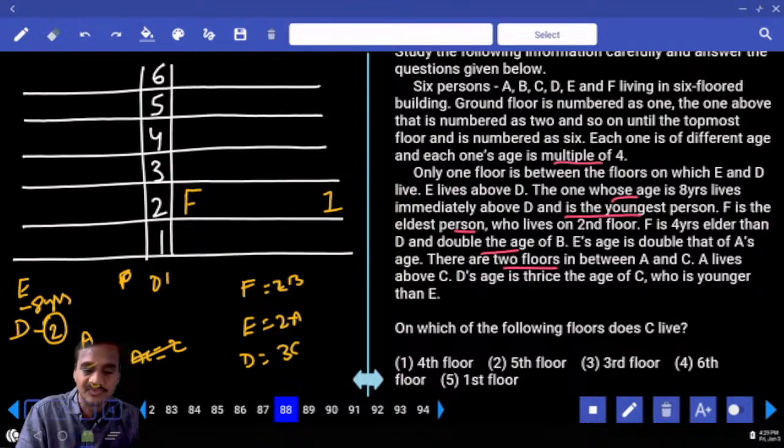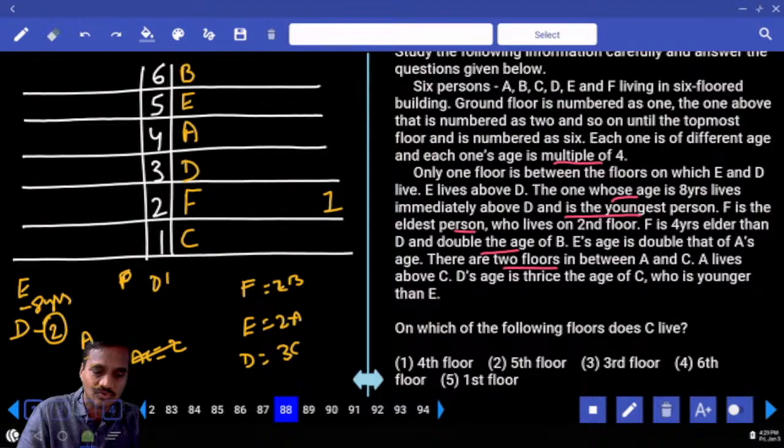Now this is the information given. Can we start with A? Now A and C. Let us consider the possibility. Now if C is on floor 1, then A will be here. If A is here, E and D must have exactly one person between them. E is here, D is here. Then who is the other person left over? B is the person left over.